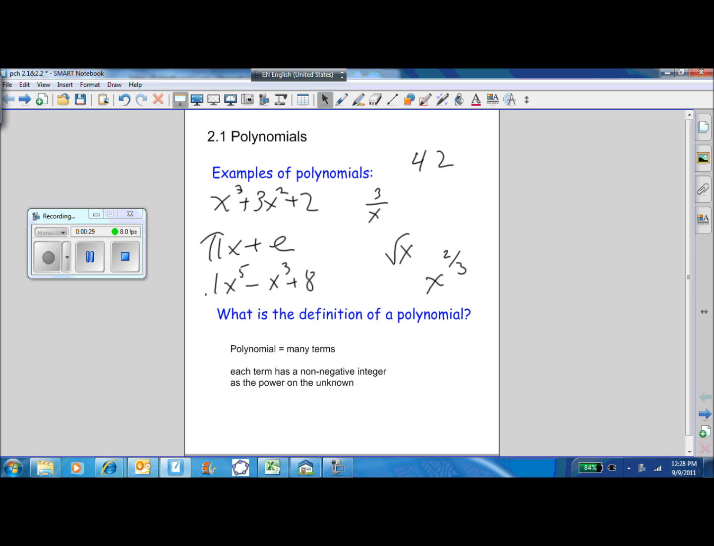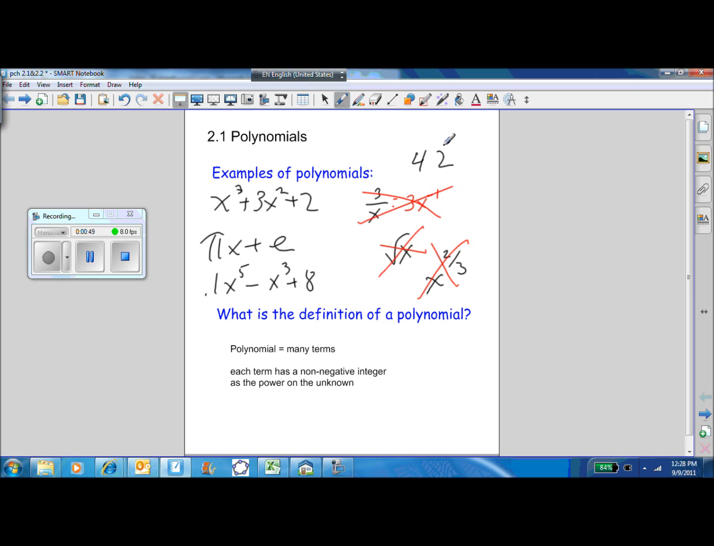Clearly, this does not work because it's a 1/2 power. It must be an integer power of x. This is a rational power, it's not an integer power. How about 3 over x? That's x to the negative 1. That's negative, so that's no good.